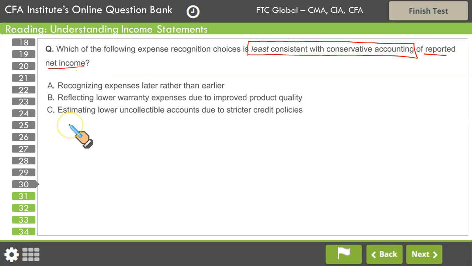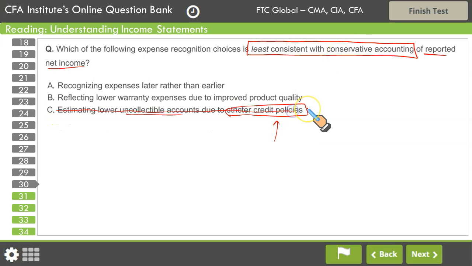Okay, moving in the reverse order so as to convince ourselves that we got the right option. Option C: estimating lower uncollectible accounts, lower provision for bad debts due to stricter credit policies. Perfectly valid. There is no aggressiveness or conservatism here. If you have stricter credit policies, you will have lower uncollectibles. So this has nothing to do with conservatism or aggressiveness.